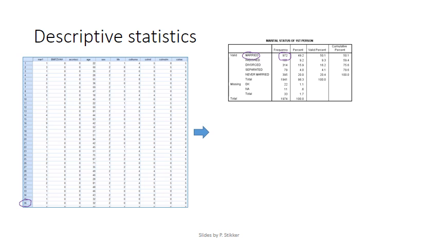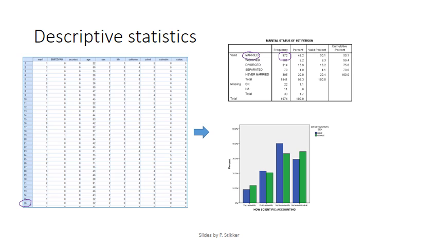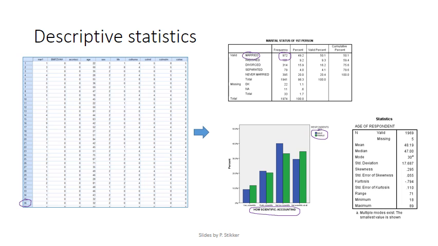Another tool that can be used is to convert it into a diagram. This diagram shows the gender set out across how scientific they think accounting is. A third option that's sometimes used is a statistical measurement. For example, we can see here that the mean, the average age of the respondents, was roughly 48 years.